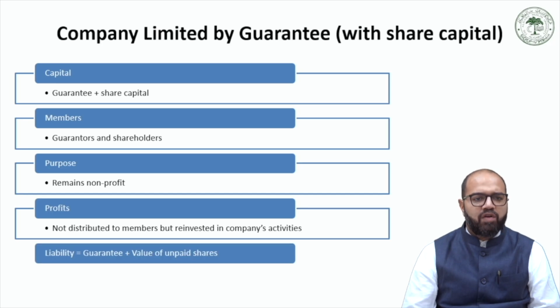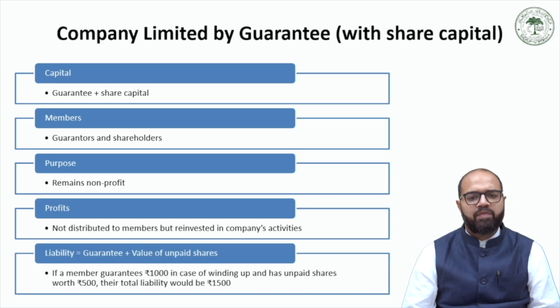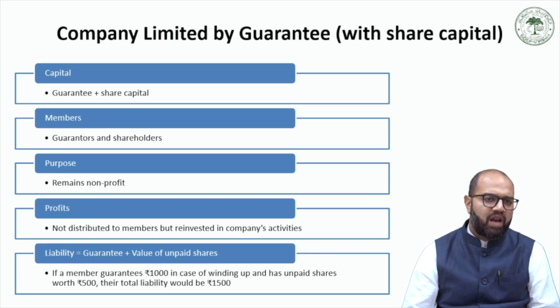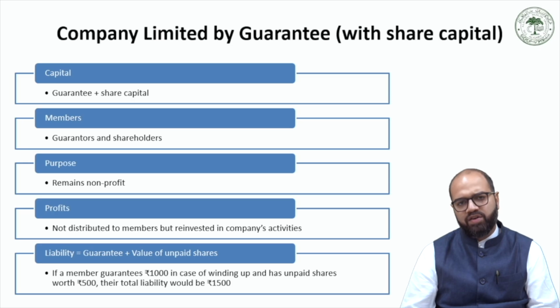The total liability of a member in such a company is the sum of the guarantee amount and the unpaid value of the shares. So, for example, if a member guarantees to contribute 1000 in case of winding up and has unpaid shares worth rupees 500, their total liability would be rupees 1500. So the liability is assessed on the basis of the guarantee amount and the share capital amount.